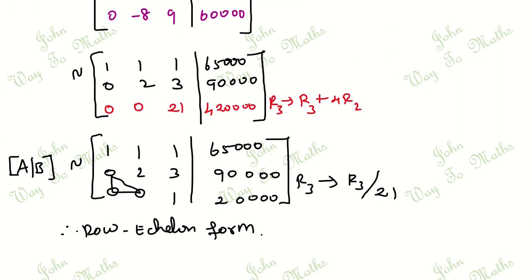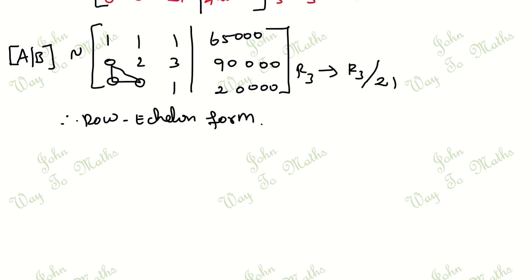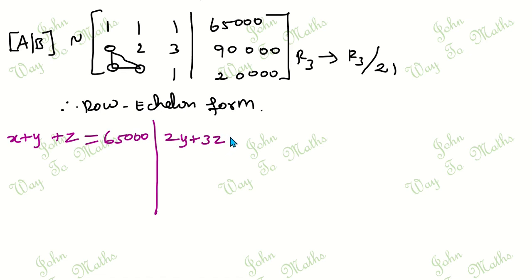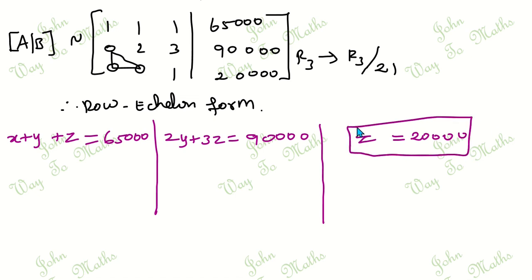Then this row echelon form matrix can be written in the form of equations. So the first one, x plus y plus z is equal to 65,000. Then the second equation: x becomes 0, then 2 times y plus 3 times z is equal to 90,000. Then the third equation: x, y terms are 0, then z becomes 20,000. So directly we get the z value. So z is equal to 20,000, and then we substitute in this equation.